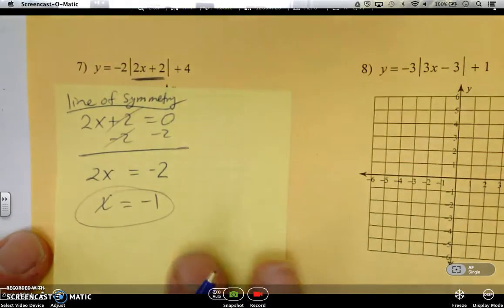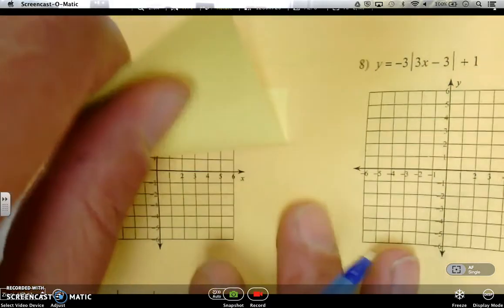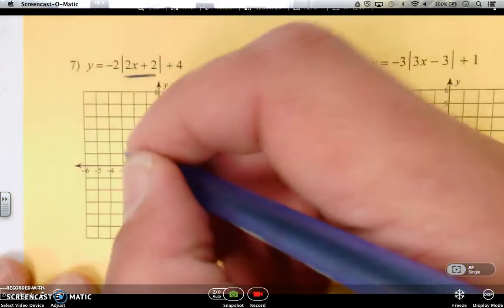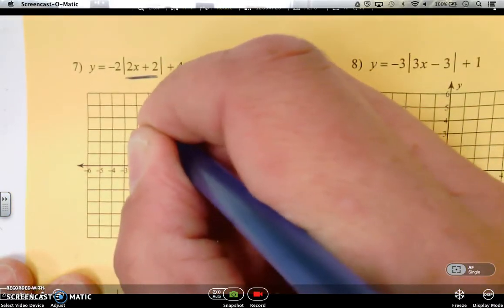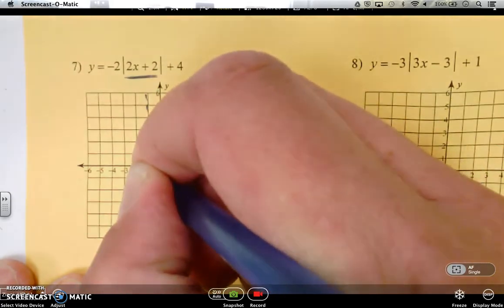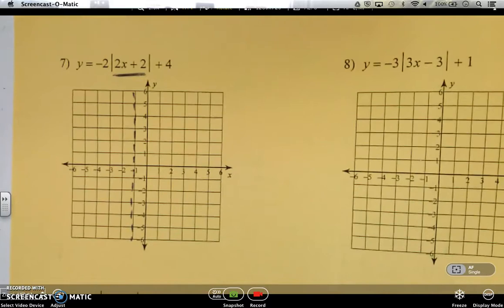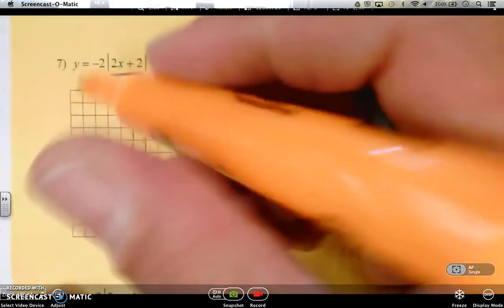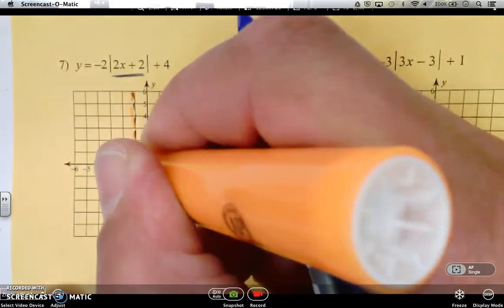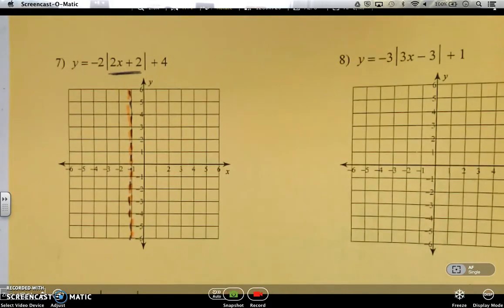Just go ahead and take that -1. Let's remove that. And on the graph here, right at -1, all the way up and down, you put a dashed line. Some students find it helpful also to use a highlighter and do that. Whatever makes it stand out, there you go. Now you know where the line of symmetry is.